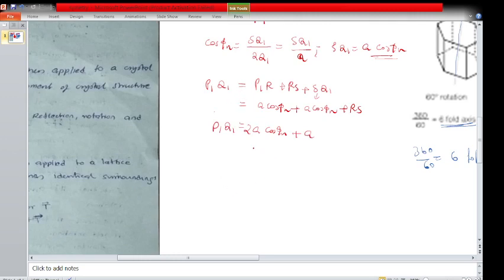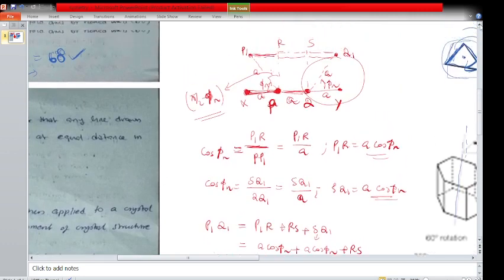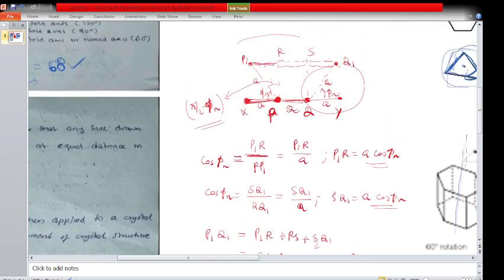Now from this, we can say this P1Q1 is equal to 2A cos phi n plus A. And this has to be this P1Q1. You can see this top lattice, this P1Q1, this distance. And what is this distance? This is also a lattice. So when you consider this as another lattice, then P1Q1 has to be a multiple of A, right? Because we are having lattice constant A.